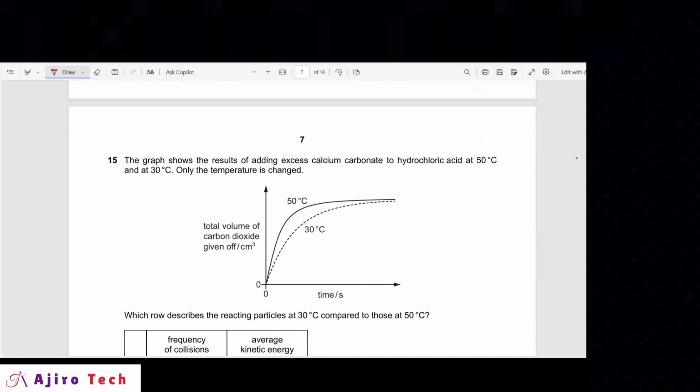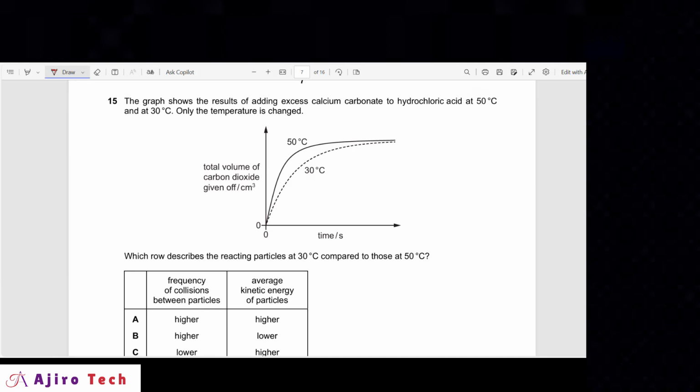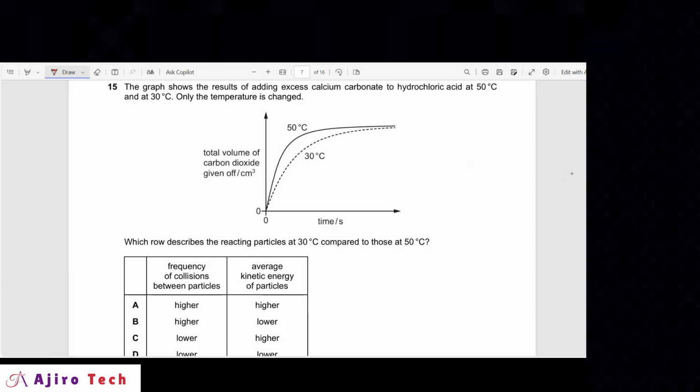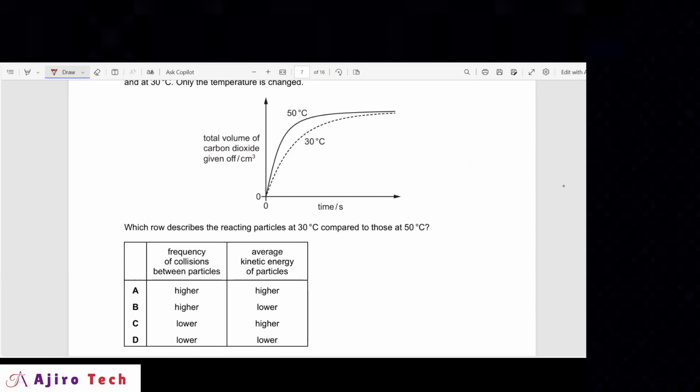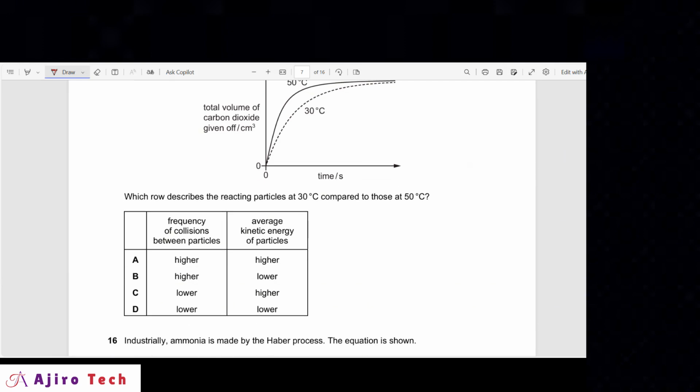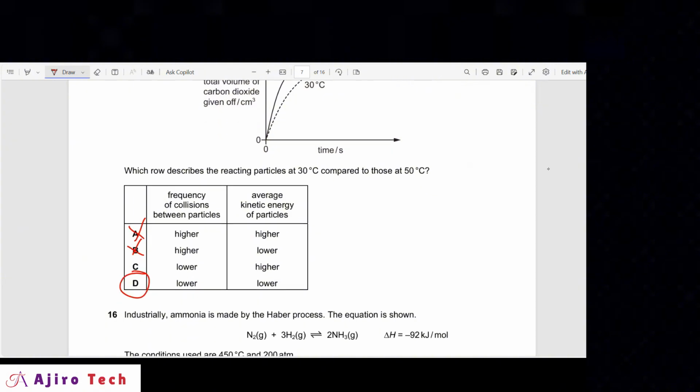Okay, question 15. The graph shows the result of adding excess calcium carbonate to hydrochloric acid at two temperatures. So we have a curve to represent that information. Which statement describes the reacting particles at 30 degrees compared? Of course, at 30 degrees, the frequency of collision should be lower. It's a lower temperature, so frequency of collision should be lower, and average kinetic energy should equally be lower. So it's D here. This is quite straightforward. Okay, let's go to question 16 now.